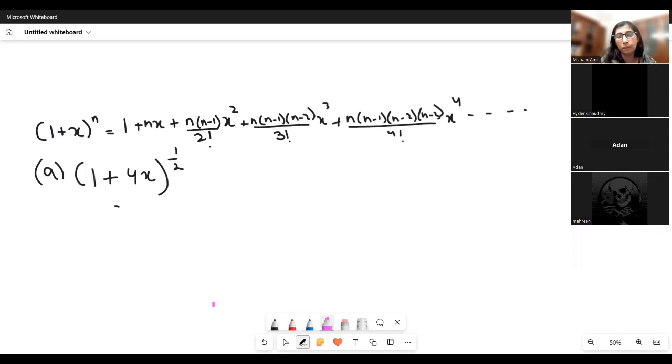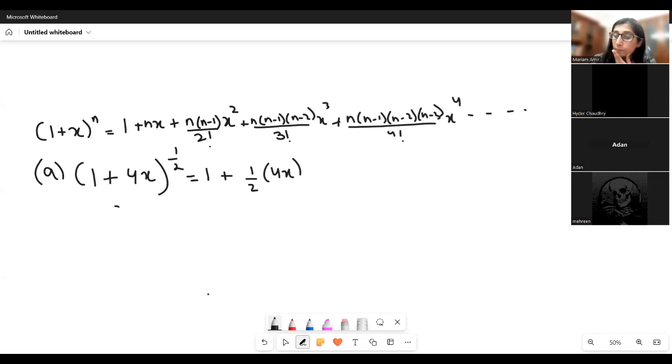First term is 1, power is half, so we can use the binomial expansion we just learned. So the first term is always 1. Second term is nx. So that would be half times 4x. And you would always be told how many terms would be needed in the question. Otherwise, it's an infinite expansion, like we just discussed.